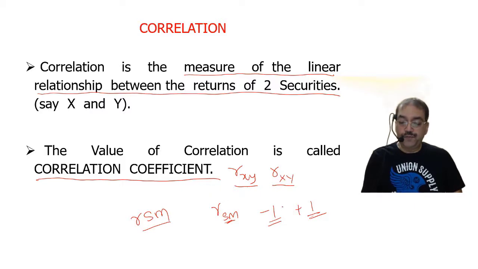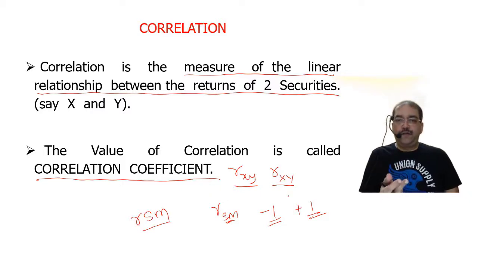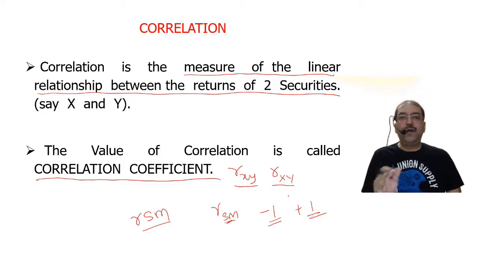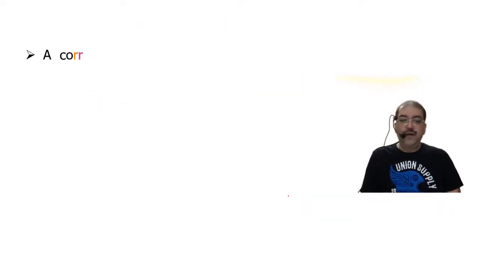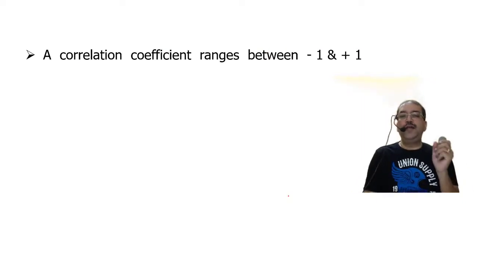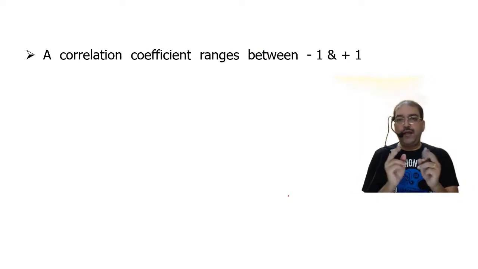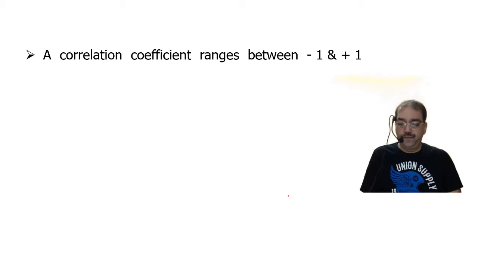It can be 0. Okay, it can be decimals. It can be 0.89. It can be -0.25. It can take decimals. But it cannot be more than 1, it cannot be less than -1. So I say a correlation coefficient ranges between what is the range? -1 to +1. Ranges between -1 and +1.